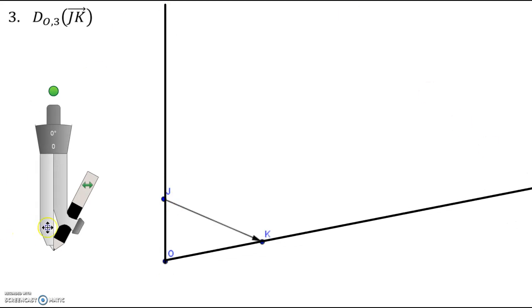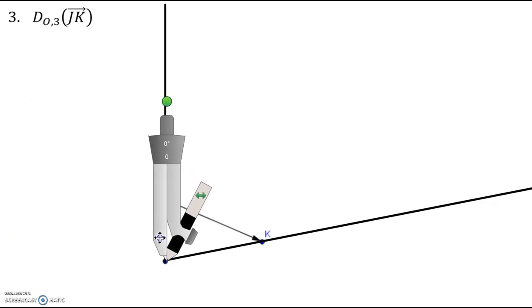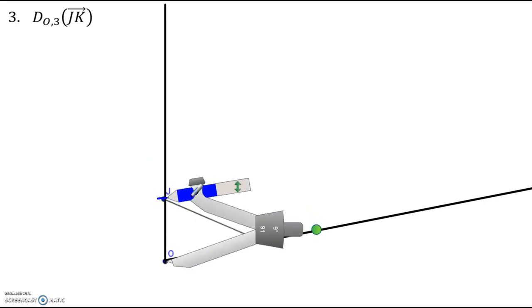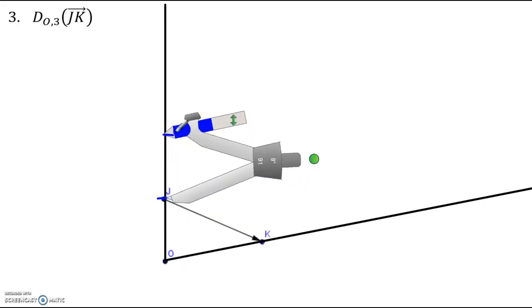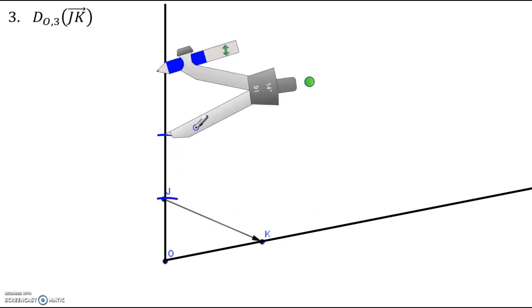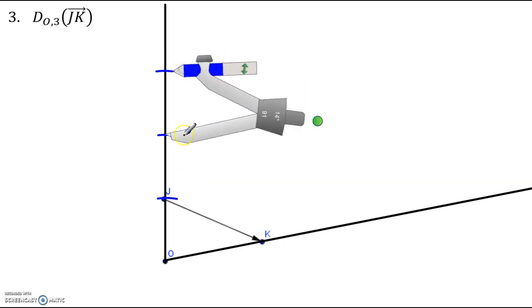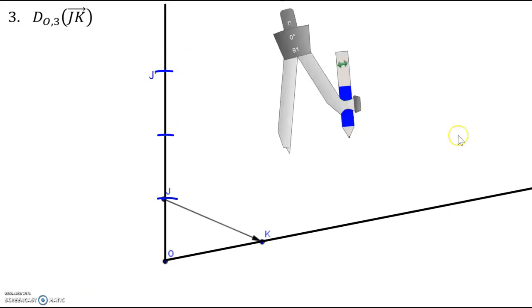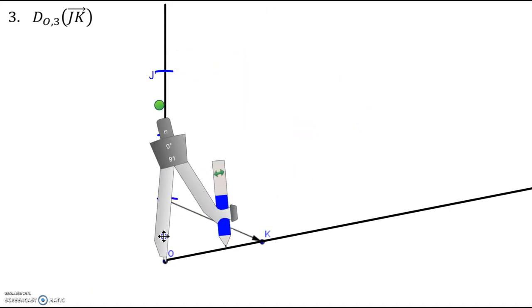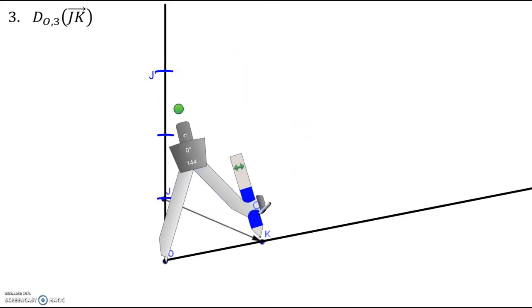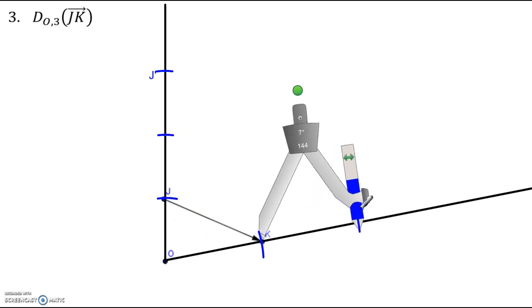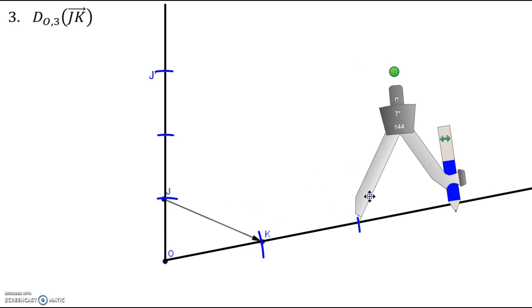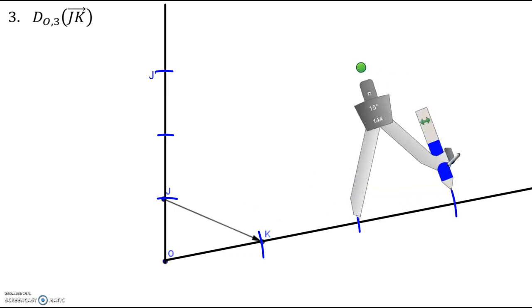And then just like before, we're going to put the compass point on O and open all the way out to J. Swing there, and then we're going to make 3. So 1, 2, 3, because our scale factor is 3, and that's point J prime. We're going to do the same thing from O to K and do 3 of them. So 1, 2, 3, and this will be K prime.